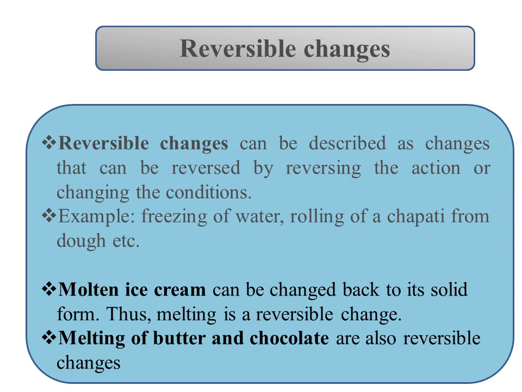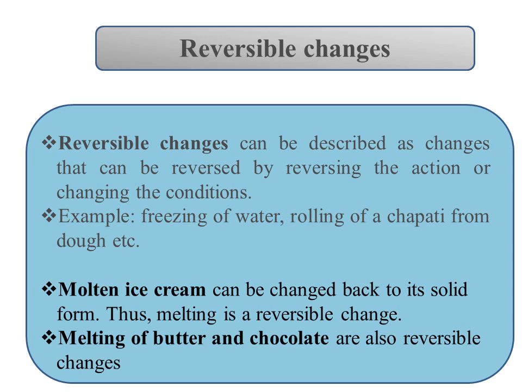These changes are observed in the physical state, size, and shape of substances. And a reversible change does not create a new material. Examples like melting of ice, boiling, evaporation, condensation, etc. are examples of reversible changes. So here are freezing of water, and also rolling of chapati from dough, and you will see some more examples with pictures in the next slide.